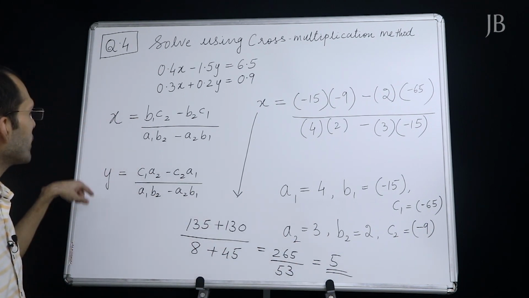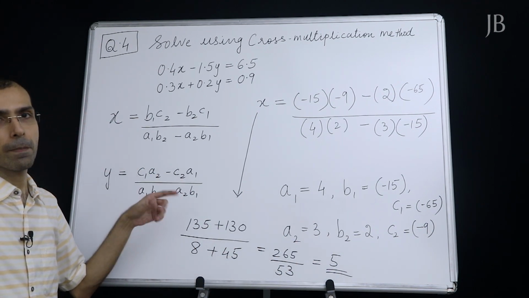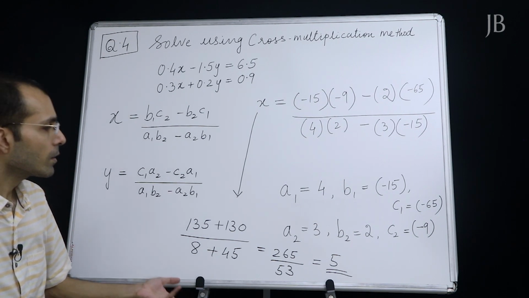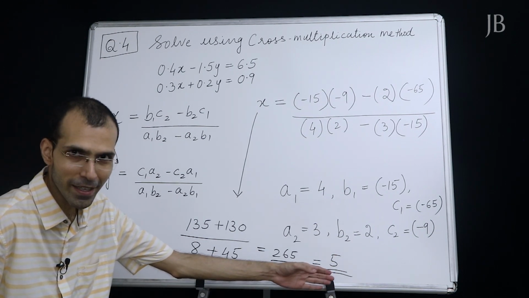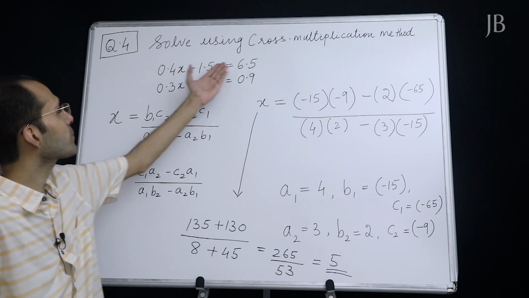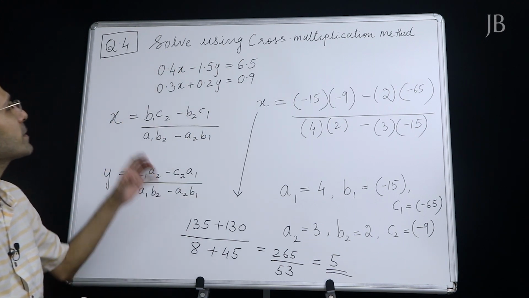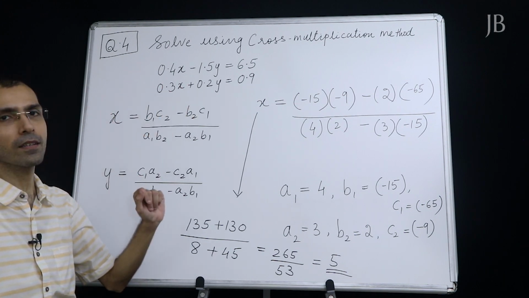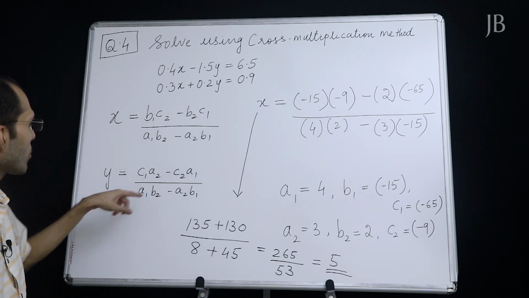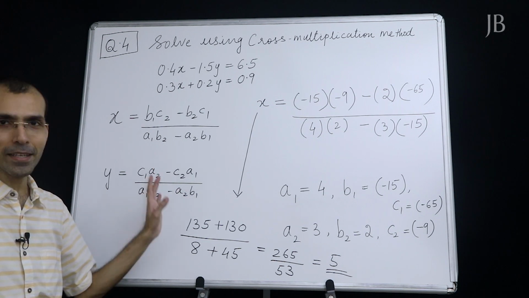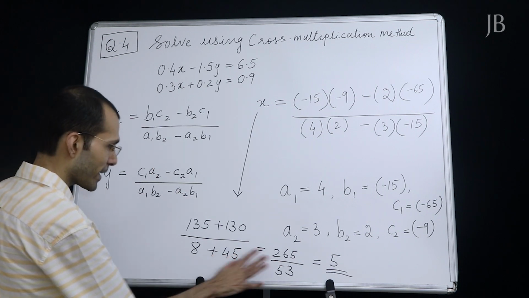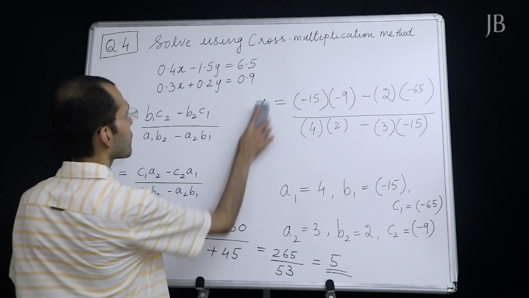Now y also we will have to find out by this method only. See, mathematically it is not wrong if you take x as 5 and put it in one of the equations and find the value of y. But since it is specified as the cross multiplication method, you will have to find y also using that technique only. So this x is 5. Fine, now this I will erase.